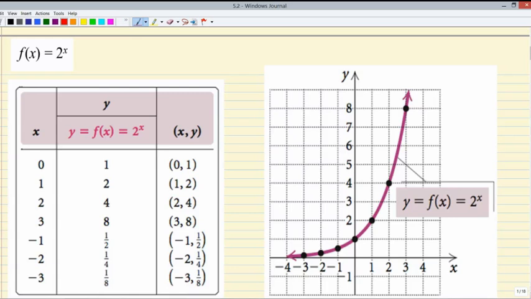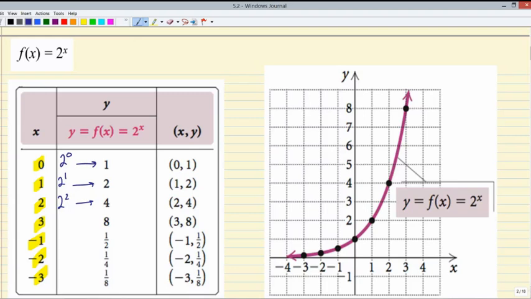This is the first one that we looked at. This is 2 to the x, and what we want to do is graph it. So one way to do this is to pick a bunch of x values, 0, 1, 2, 3, -1, -2, -3, and plug them into the function. So this would become 2 to the 0 power, which is 1. 2 to the first power, 2 to the second power, 2 to the third power.